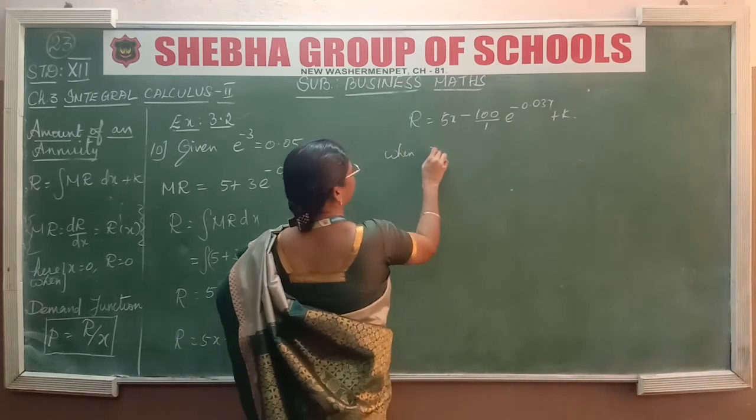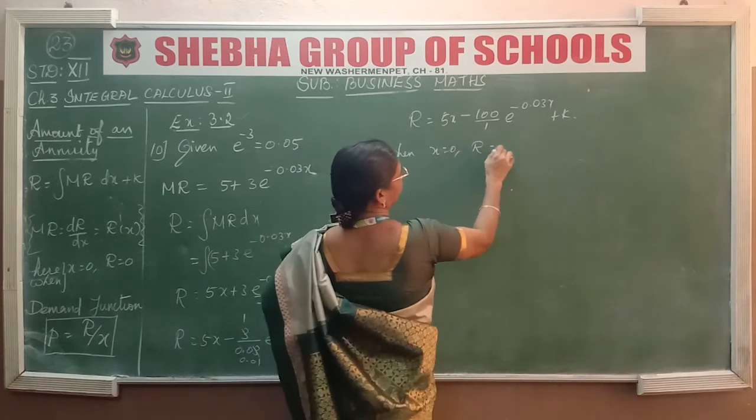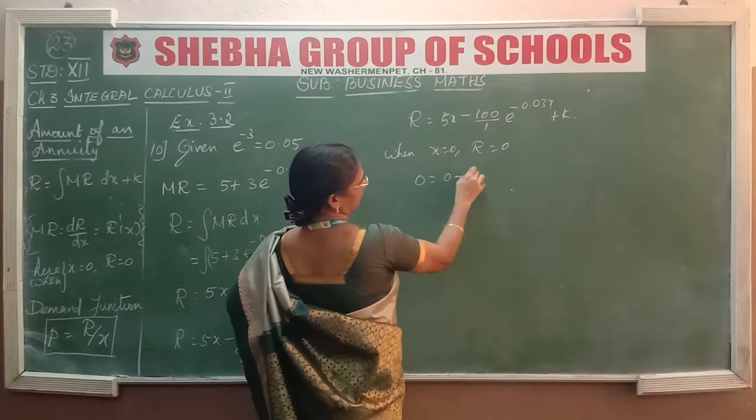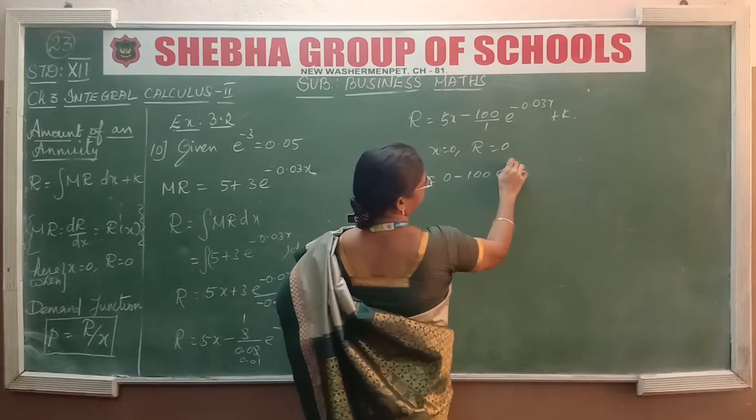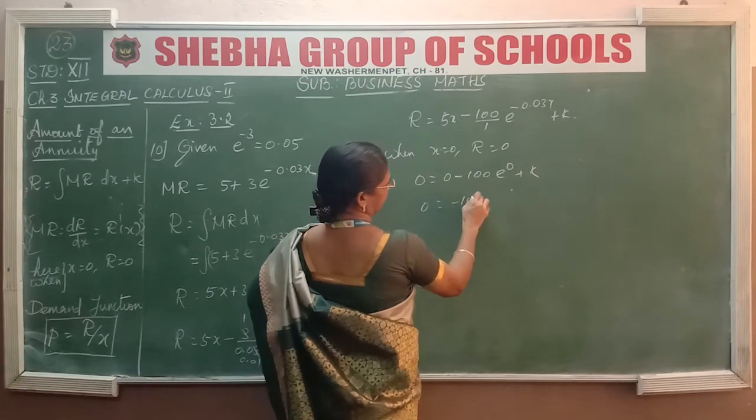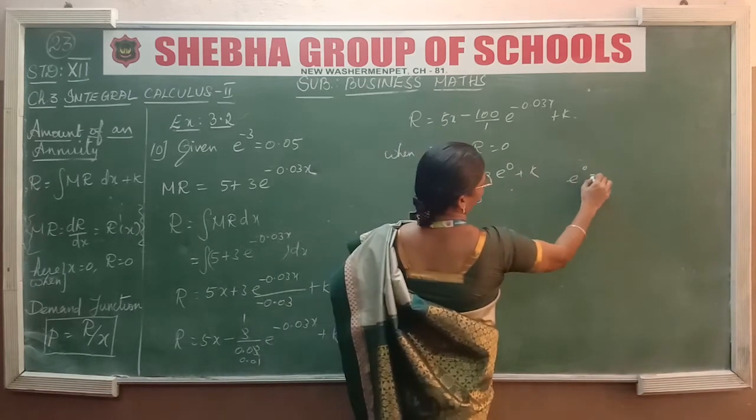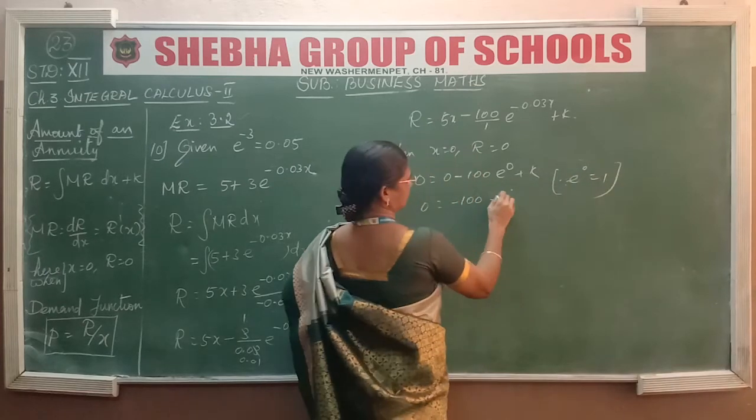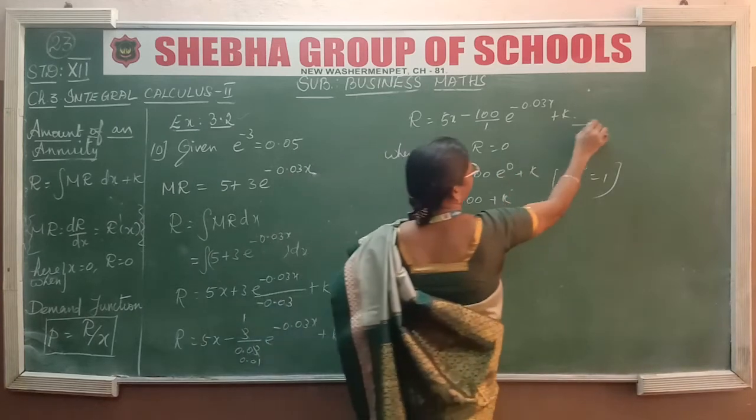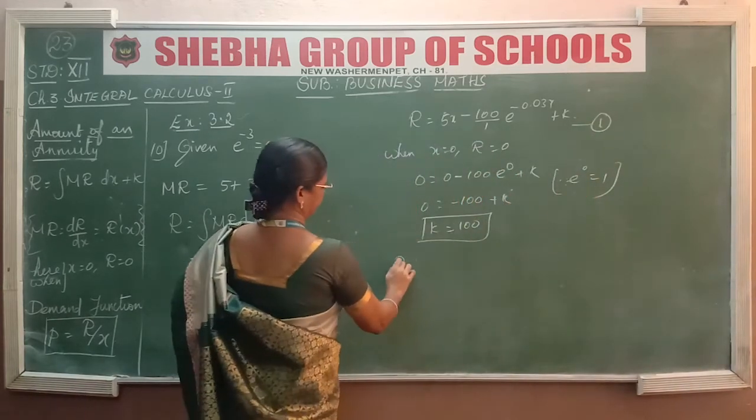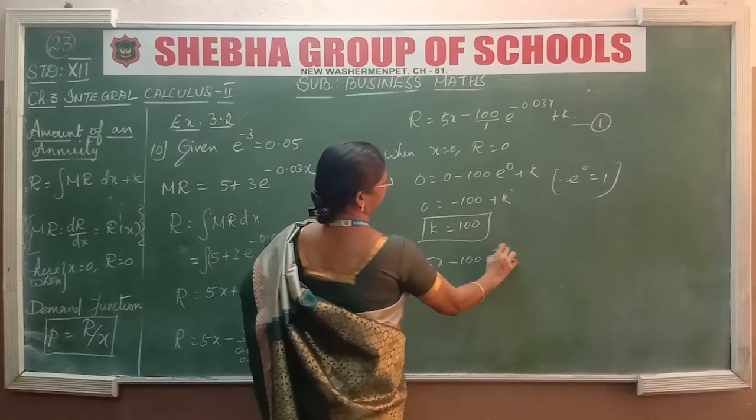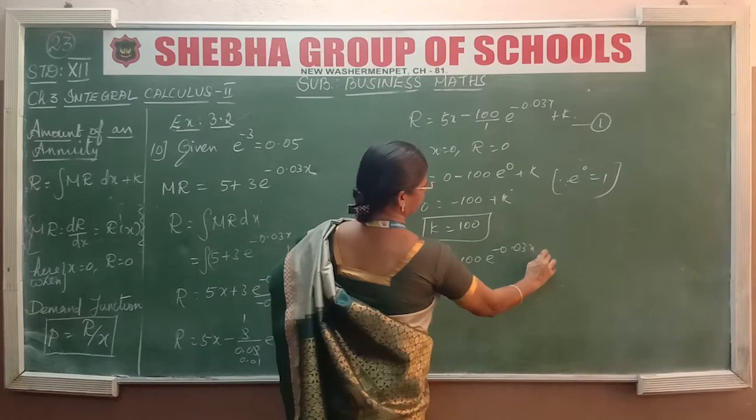Now we know that when x is 0, R becomes 0. Using this we get 0 equals 5 into 0 minus 100 e power minus 0 plus k, which is equal to minus 100. E power 0 value is 1, so our k value is plus 100. Substituting in the first equation, we get R equal to 5x minus 100 e power minus 0.03x plus 100.